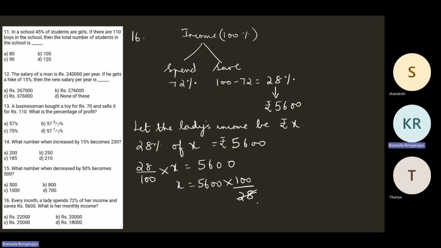So the tables of 7, 7 fours are 28. 7 eights are 56, right? 28 ones are 28. 28 2 times is 56. So 200. So X is equal to 20,000. X is 20,000. So the lady's income is 20,000 rupees.